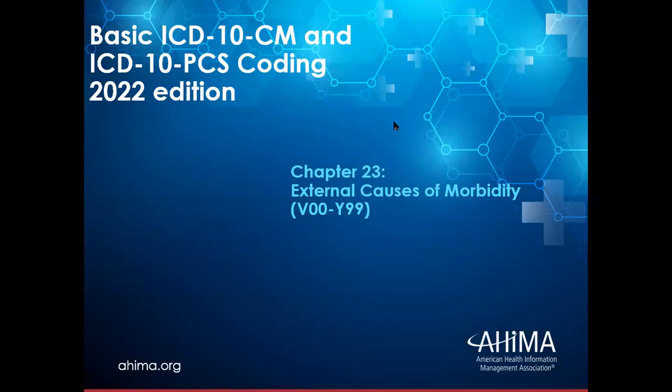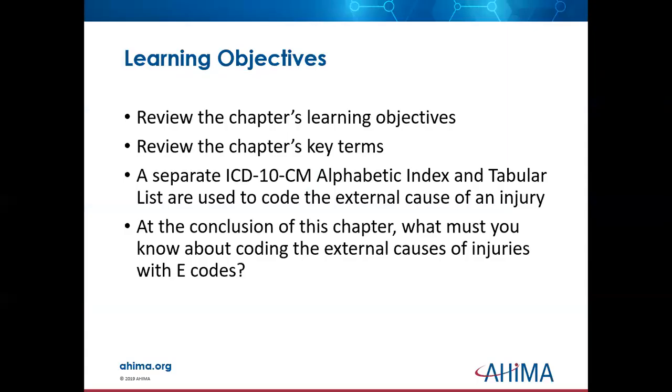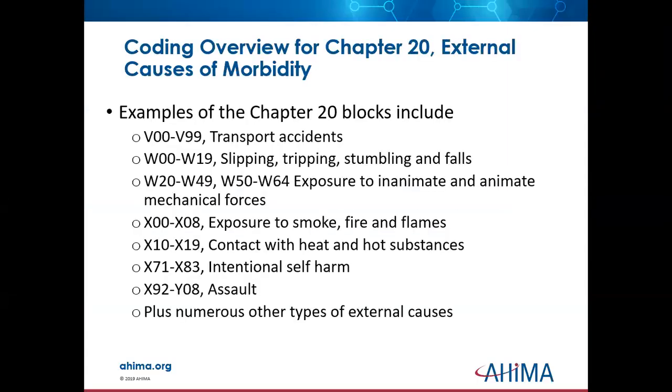And as we talked about, this covers external causes of morbidity. So these are codes that start with V00 and go all the way through Y99. These include such things as transport accidents, V00 through V99, slips, stumbling, falls, W00 through W19, exposure to inanimate and animate mechanical forces, W20 through W49 and W50 through W64, exposure to smoke, fire, and flames, X00 through X08.